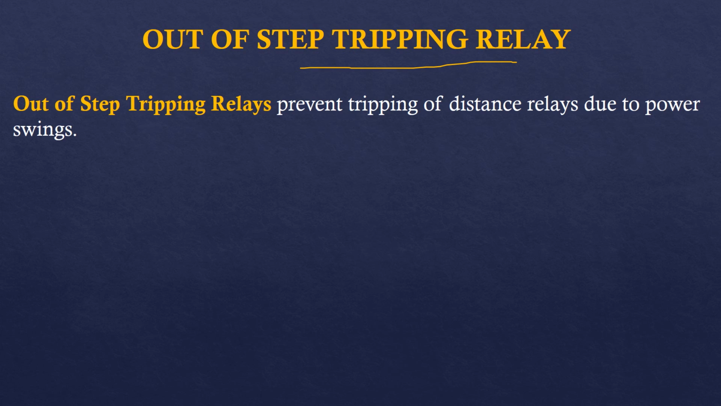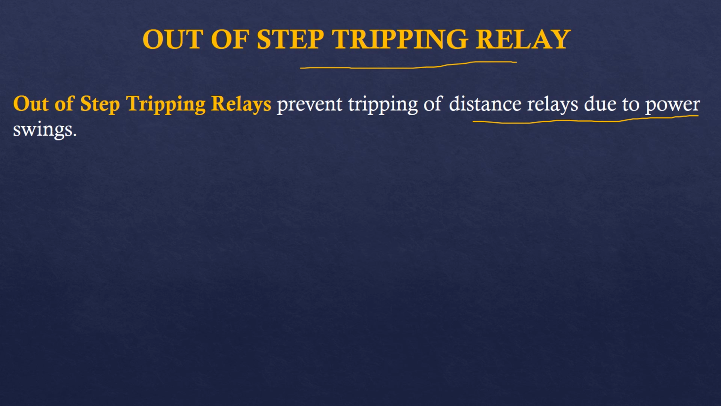Out of step tripping relay. Out of step tripping relays prevent tripping of distance relay due to power swing. We have already seen in part 1 that distance relays are greatly influenced during power swing, and they maloperate due to power swing.